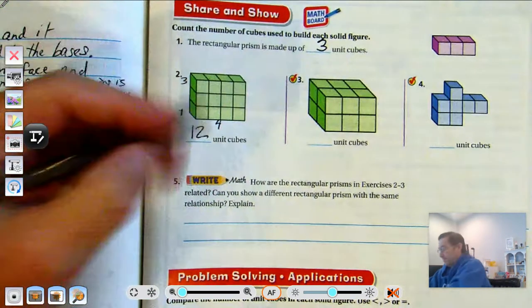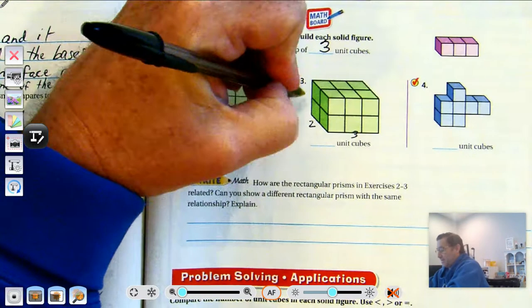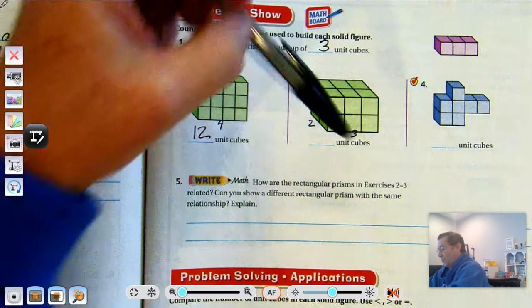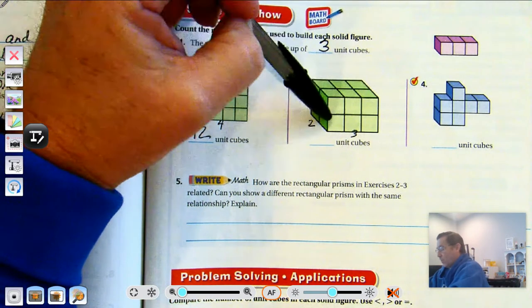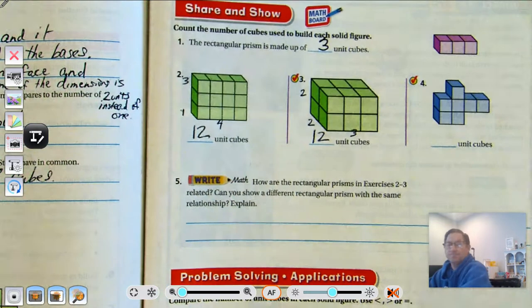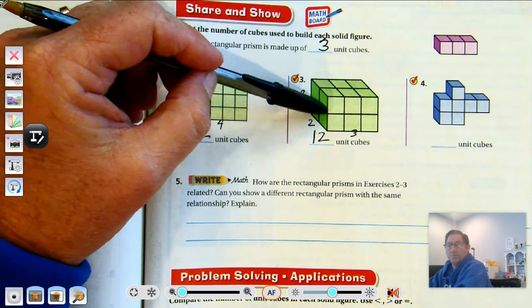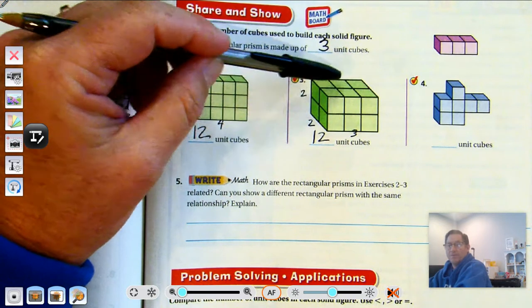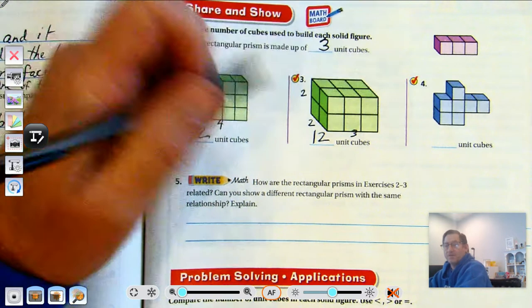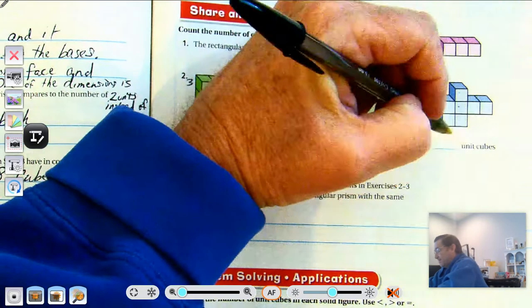In number 3, I see a length of 3, I see a width of 2, and a height of 2. So 4, 8, 12. Again, there's 2 here and 2 here. So front and back, there's 4. And we have 3 rows of them. So 4, 8, 12.